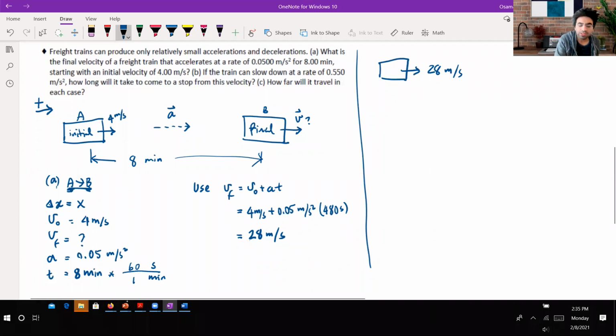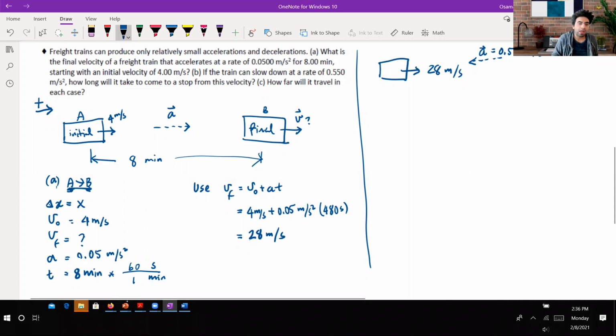And if the train can slow down at a particular rate, slow down meaning that the acceleration is in the opposite direction of the velocity, see? It means that the change in the velocity is negative because the velocity is going down. That's what slowing down means. At this particular rate, and notice that the rate is given in meters per second squared, so that's definitely acceleration. So the acceleration is 0.55 meters per second squared, but definitely in the opposite direction of the velocity because it's slowing down. And the question is, how long will it take to come to a stop from this velocity?